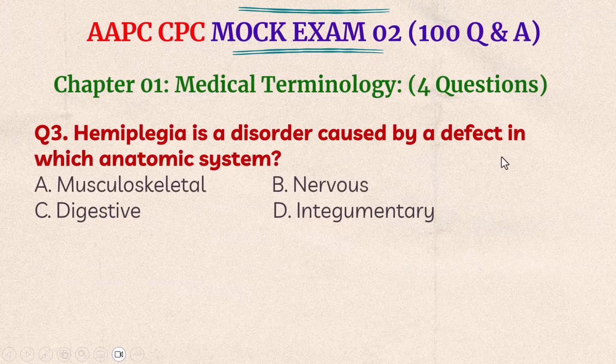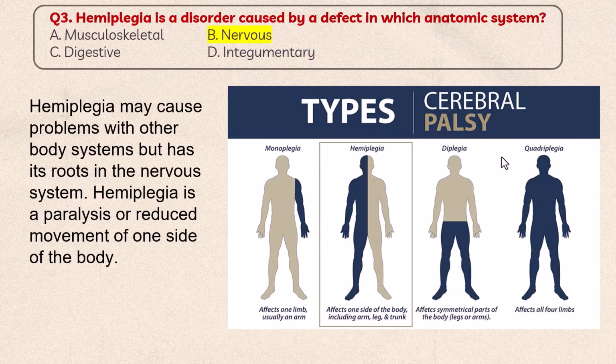Question number 3. Hemiplegia is a disorder caused by a defect in which anatomic system? A. Musculoskeletal, B. Nervous, C. Digestive, D. Integumentary. Answer the question. So the correct answer is B. Nervous. Hemiplegia may cause problems with other body systems but has its roots in the nervous system. Hemiplegia is a paralysis or reduced movement of one side of the body.